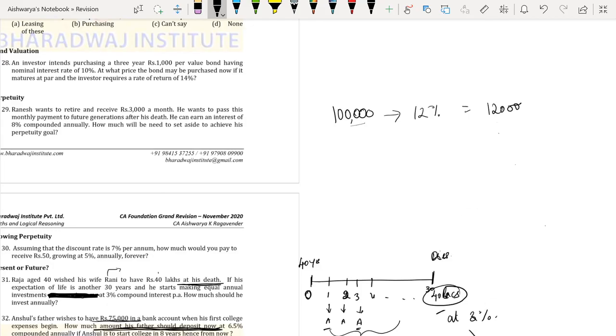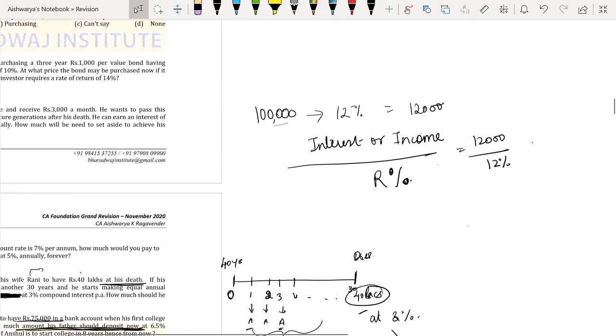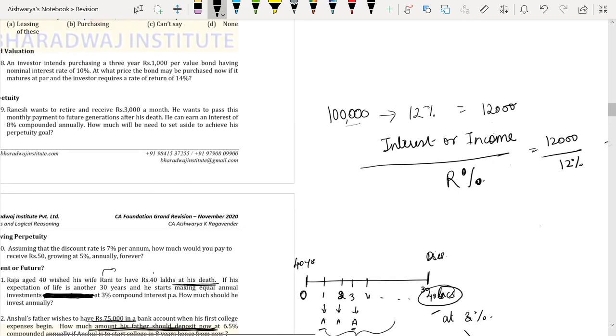So calculating perpetuity is nothing but interest or income, in this case 12,000, divided by the rate percentage. When we do that, 12,000 divided by 12% is nothing but 1 lakh. This will tell us the initial deposit that we made. What did we start with to start getting so much?